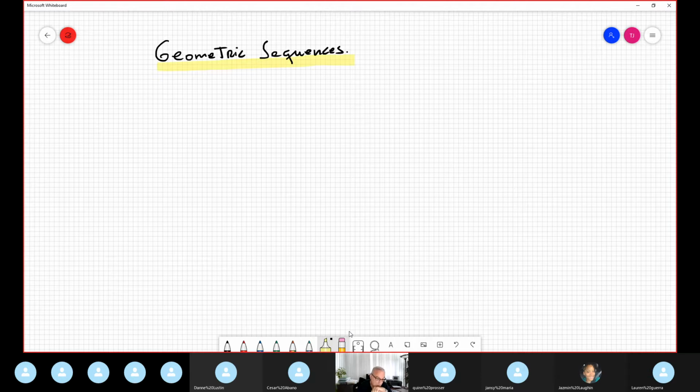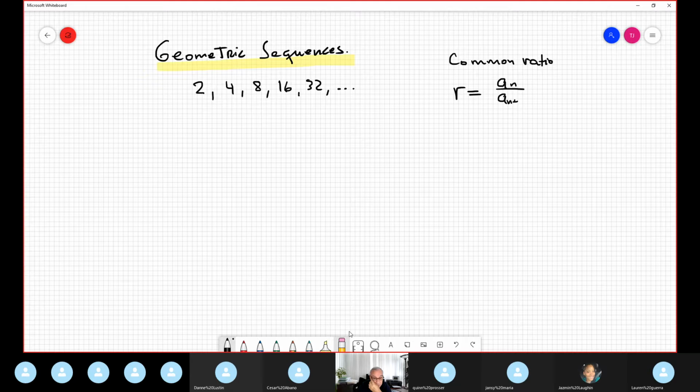One elementary example to understand a geometric sequence is this. Suppose a sequence 2, 4, 8, 16, 32. It's obvious that we have no common difference, because 4 minus 2 is 2 and 8 minus 4 is 4. It's different, so no common difference. However, we have a common ratio. What is the definition of common ratio? You divide any element by the previous one. Instead of subtraction, we are doing division.